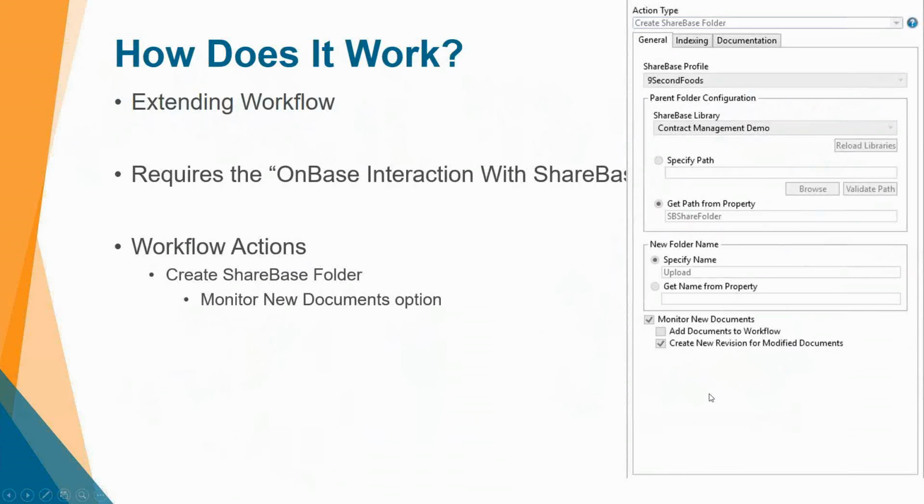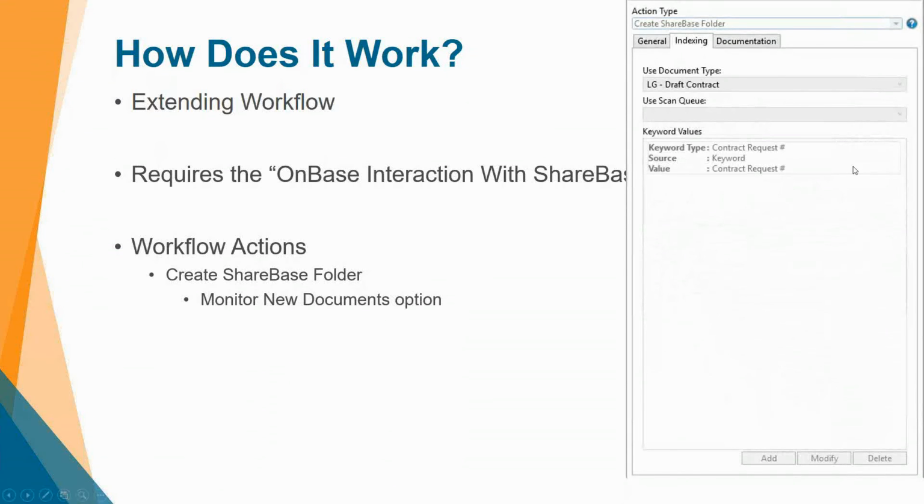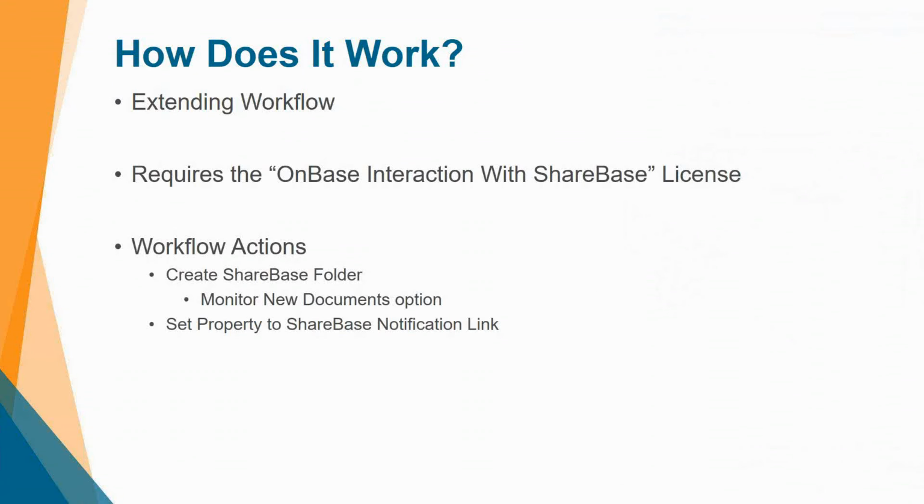monitor for new documents, whether we're going to add those to workflow or just create a revision of the modified document. That gets us into the indexing tab, so that when those documents come back in, in this case, I'm going to consider them to be a draft contract, and we're going to match up my primary document in workflow today, that contract request number, with that document that comes back in so that it can be indexed. I also have the ability to set a property to a ShareBase notification link.